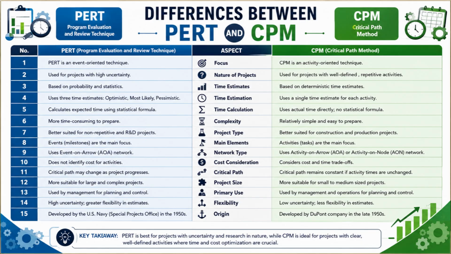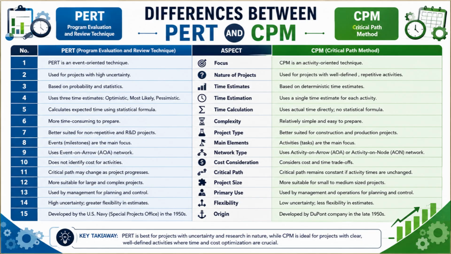Number 13. PERT is mainly used for planning and control under uncertainty, whereas CPM is used for planning, scheduling, and operational control. Number 14. PERT offers greater flexibility due to uncertain time estimates, whereas CPM provides less flexibility because it relies on fixed activity durations. Number 15. PERT was developed by the United States Navy in the 1950s, whereas CPM was developed by DuPont Company during the same period.